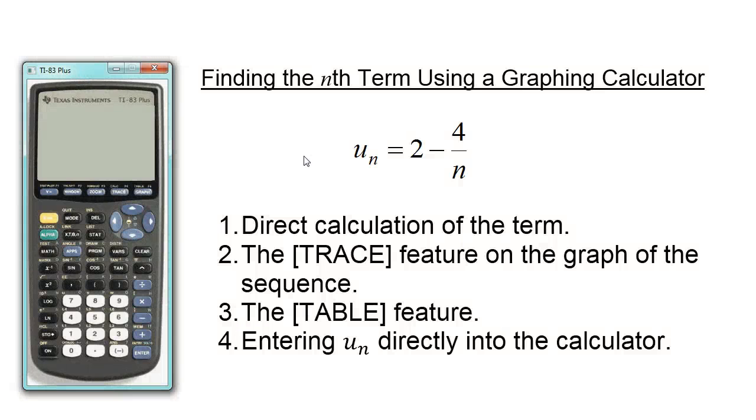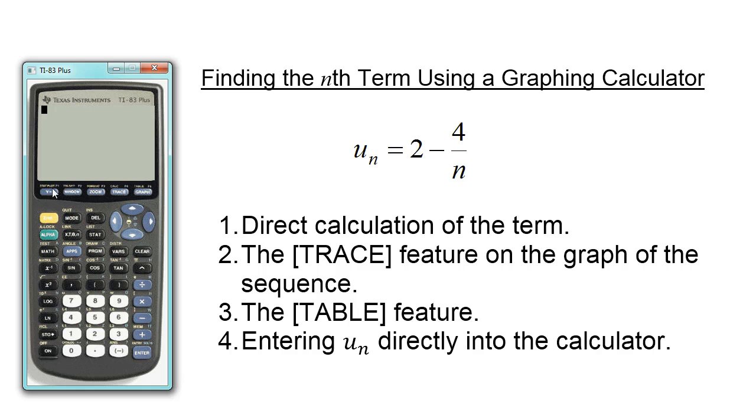Hi, in this video I'm going to go over how to use your graphing calculator as it applies to sequences and finding sums. So first of all, if I have this sequence defined by this term, u sub n is 2 minus 4 over n. What I need to do first is put my calculator in sequence mode. So hit your mode button, go down and put it into sequence mode.